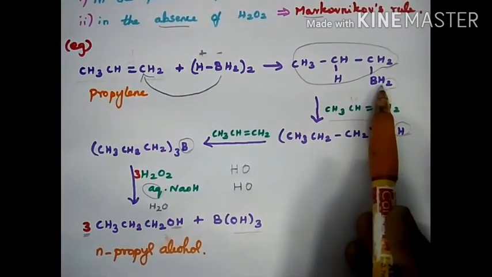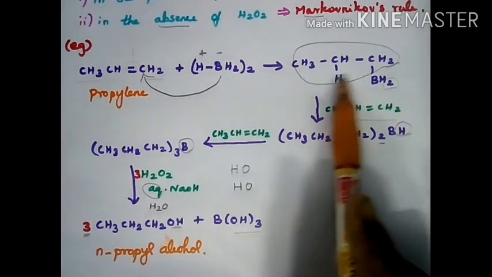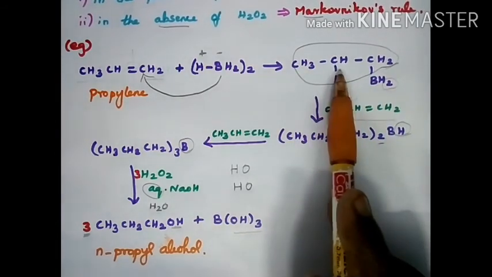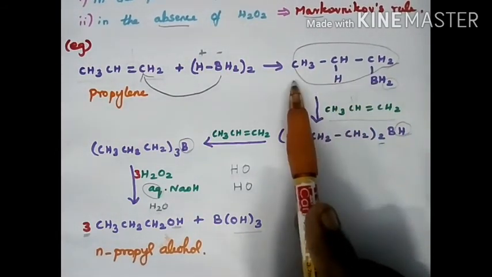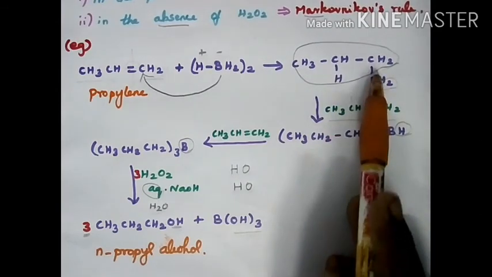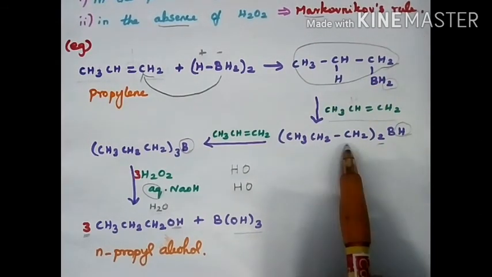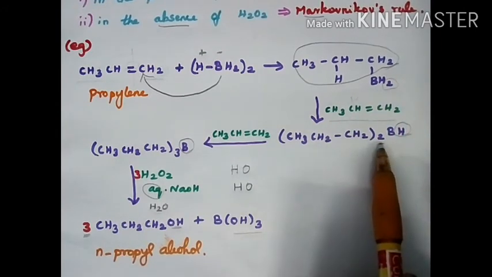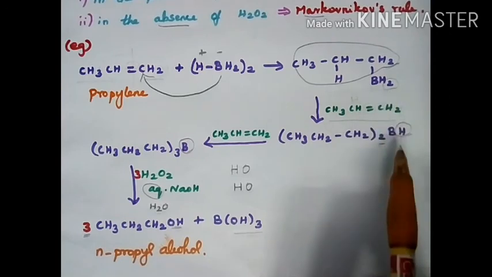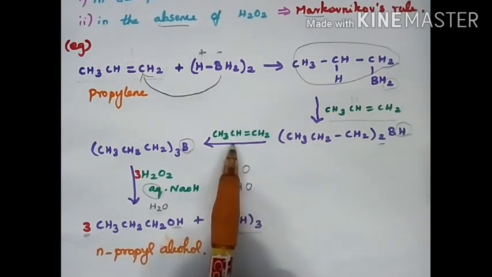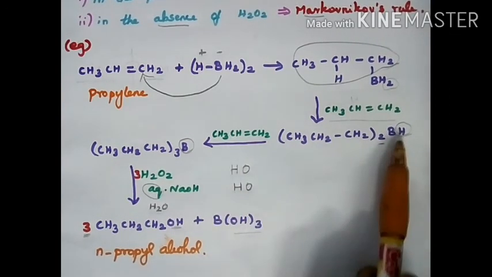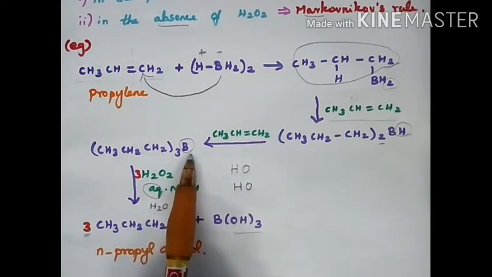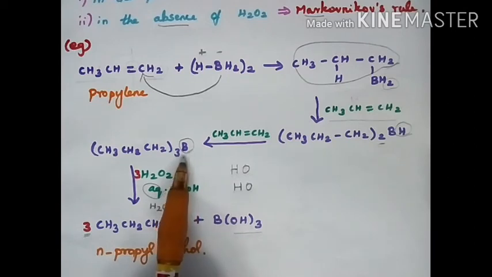So BH2 is added here. Now, what is this group? CH3, CH2, CH2. Remove one hydrogen, add another CH3CH2CH2 group. So twice. We remove one hydrogen now, so BH. Another alkene is added. So remove one hydrogen, add one group here. So thrice, and this is B. No hydrogen is there to add further alkene. So the addition reaction stops here.